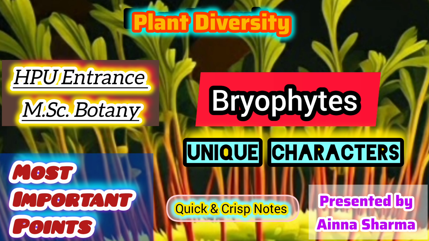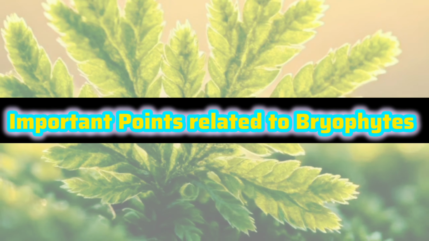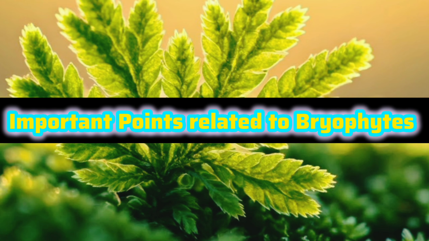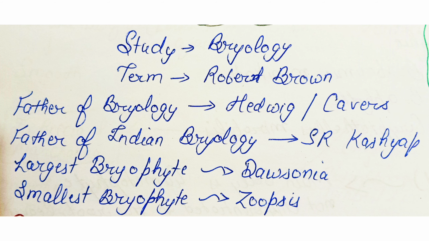आज के लेक्चर में हम ब्रायोफाइट्स से रिलेटेड सभी इम्पोर्टेंट पॉइंट्स को कवर करेंगे। The study of bryophytes is known as bryology. Term bryophytes is proposed by Robert Brown. Father of bryology है Hedwig. And the father of Indian bryology is S.R. Kashyap. Largest bryophyte is Dawsonia and the smallest bryophyte is Zopsis.